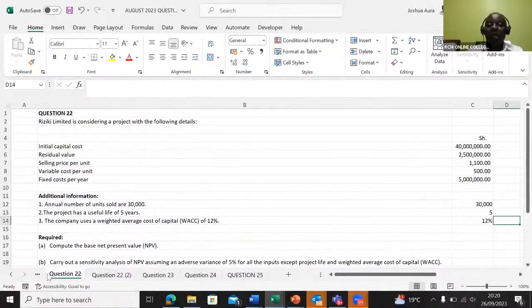If you look at part B, carry out a sensitivity analysis of NPV assuming adverse variance of 5% for all the inputs except project life and WACC. Now they want us to change these things. For the first one, I'm going to use this information the way it is to get net present value. You can only get net present value using the cash flow model. You must first calculate cash flow. How do we get cash flows?